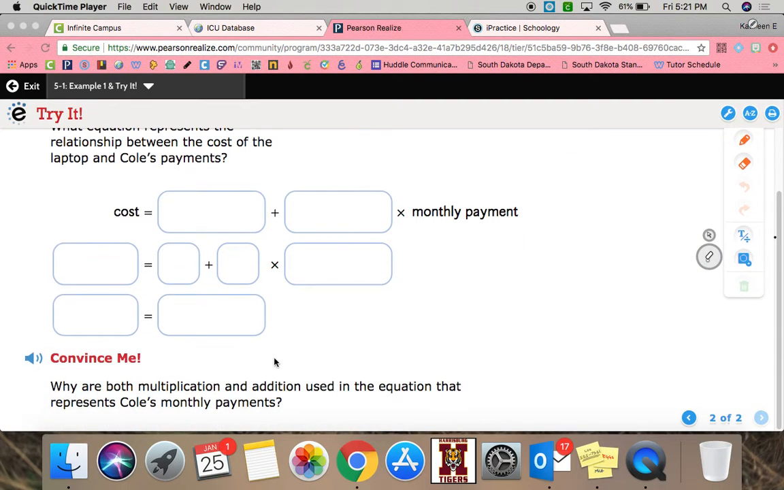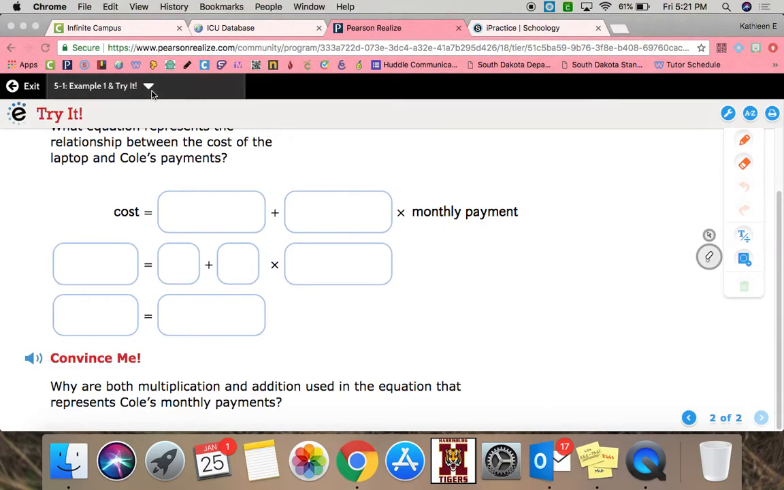Okay, it says convince me. Why are both multiplication and addition used in the equation that represents Cole's monthly payment? Okay, we use multiplication because he's doing the same thing multiple times. That's those monthly payments. We use addition because he's doing something else as well. He's doing this down payment and monthly payments, and means add. So that's why we have both.